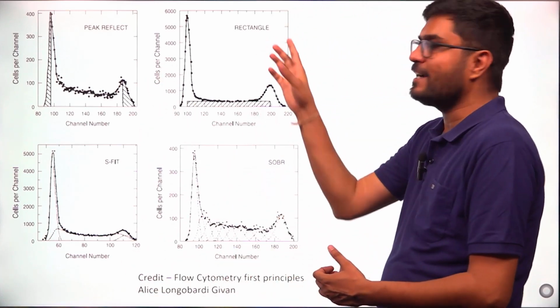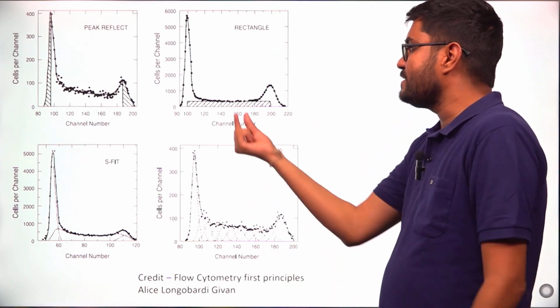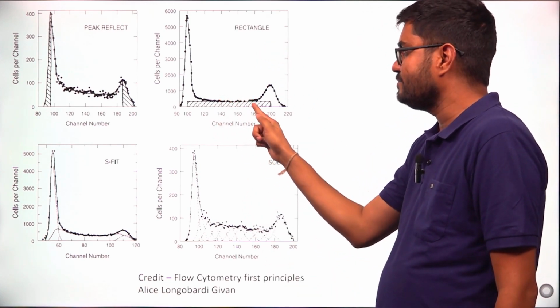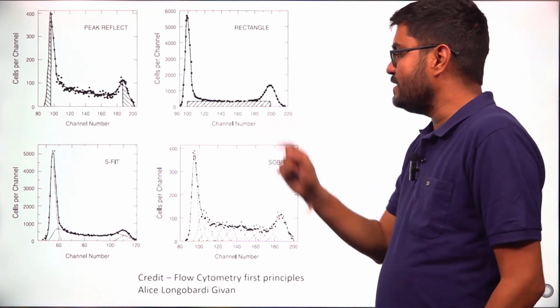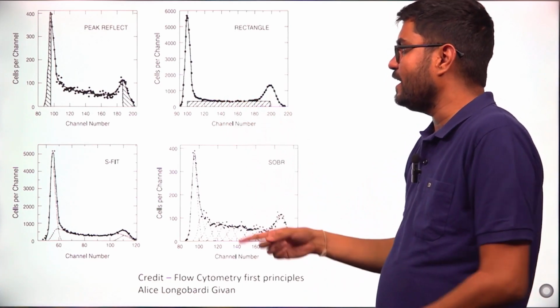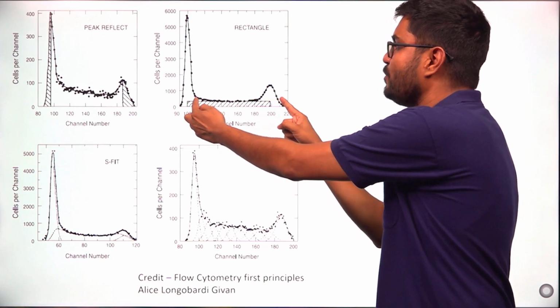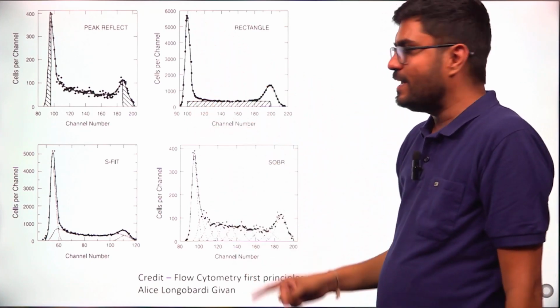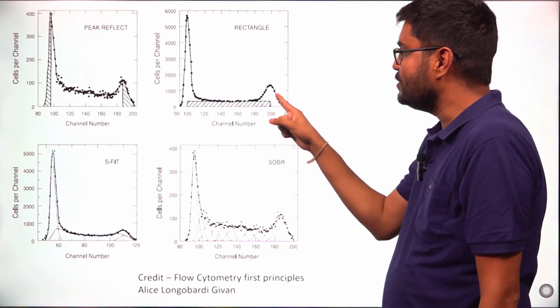The second is the rectangle method. In this, in the S phase, rectangles are designed, rectangles are created, and these rectangles are extrapolated till the peak of G1 and the peak of what? G2.